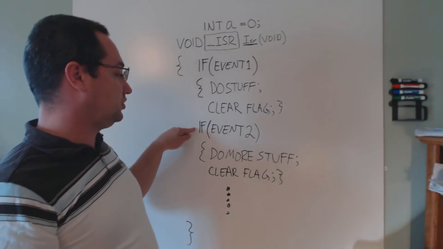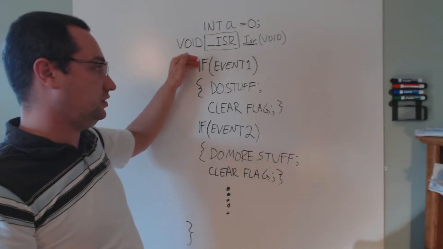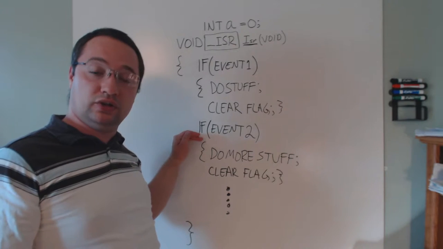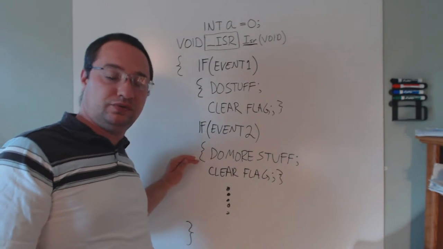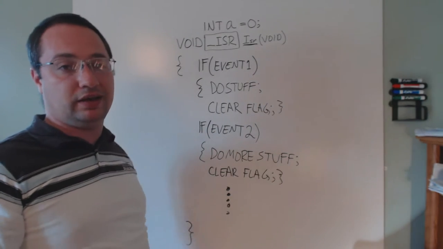Let's say interrupt two triggers the event. So you come into the interrupt, you check to see if event one has triggered, and it hasn't. So then you move on to event two. While you're servicing event two, event one triggers. You're going to finish and leave the interrupt, re-trigger the interrupt, and come back in.